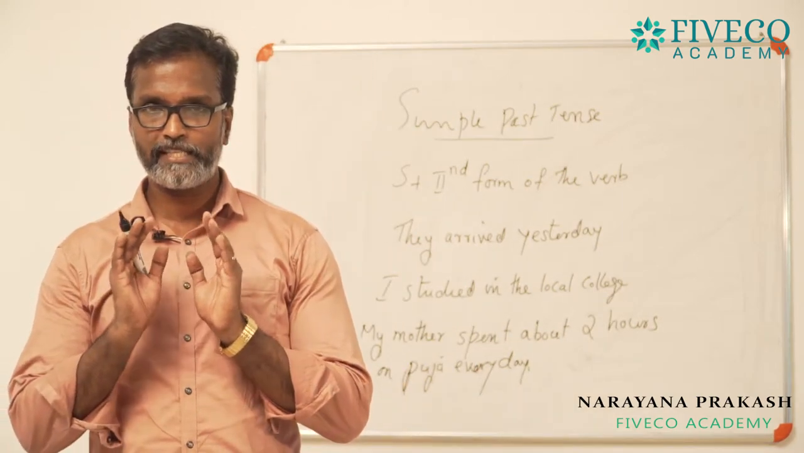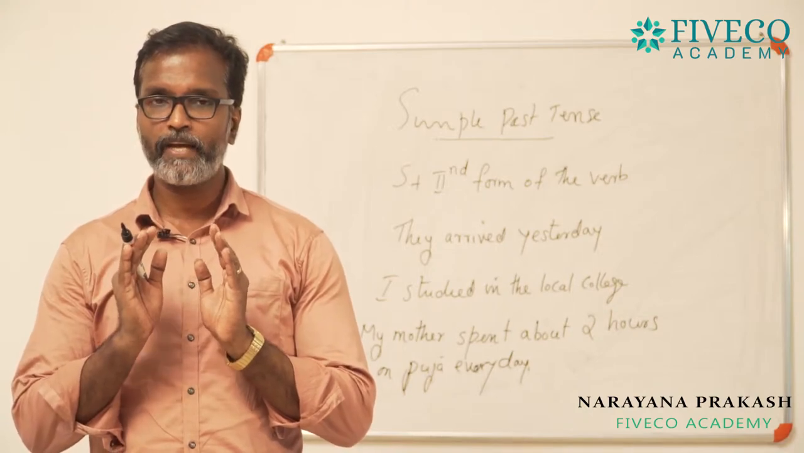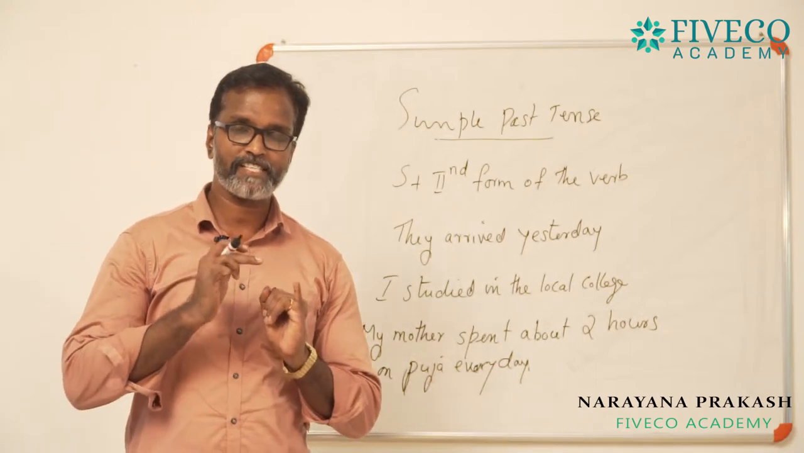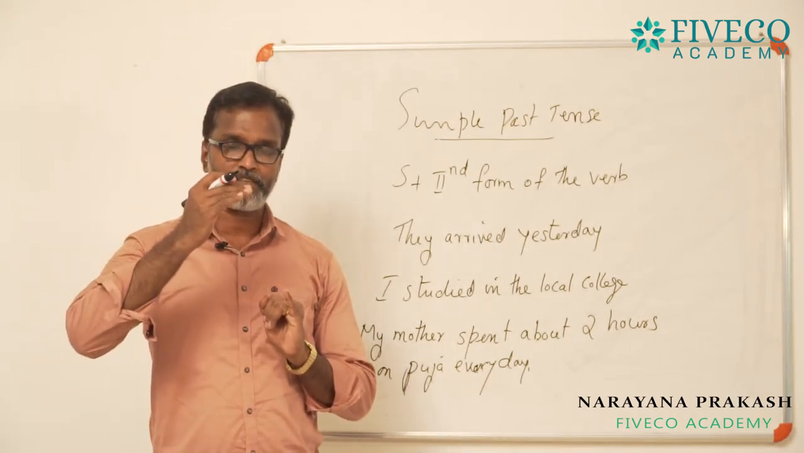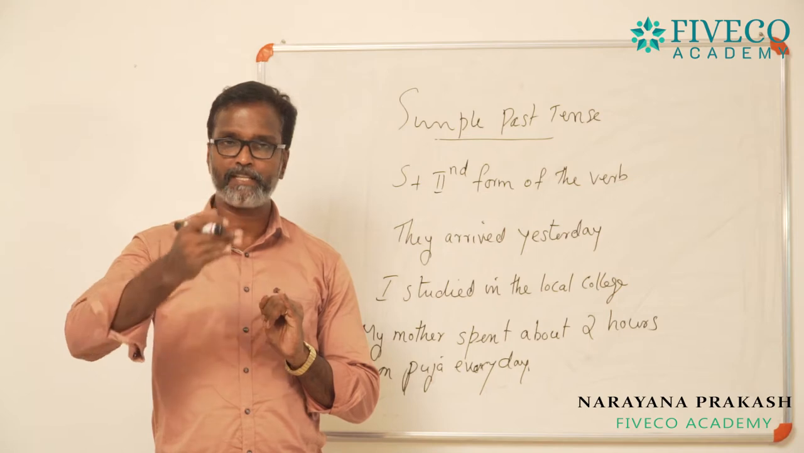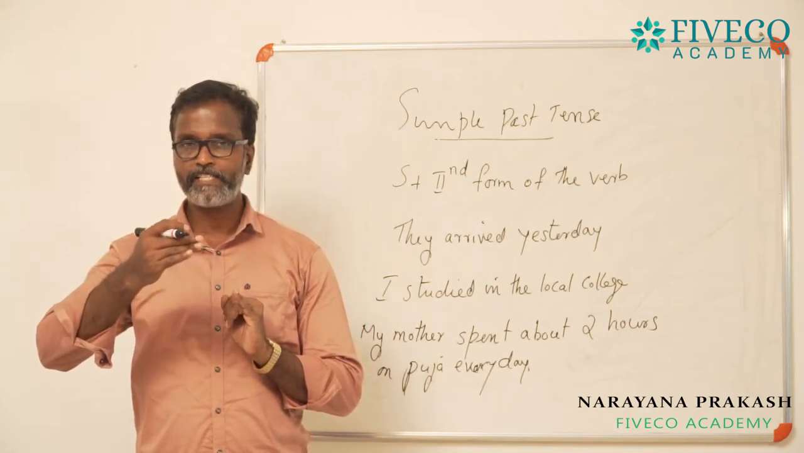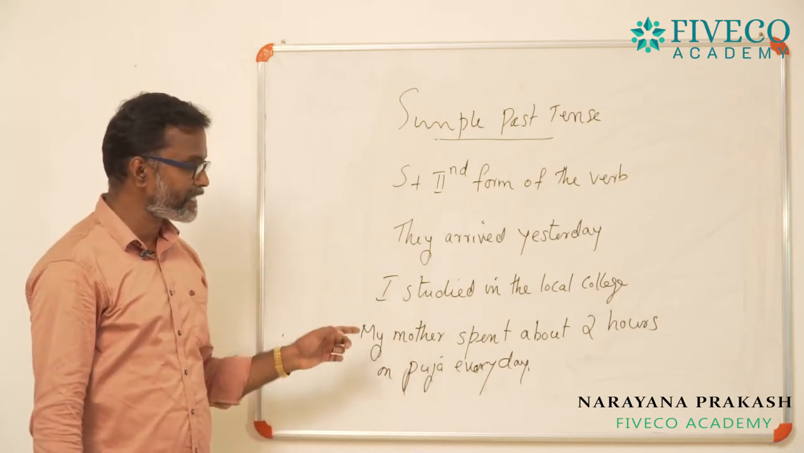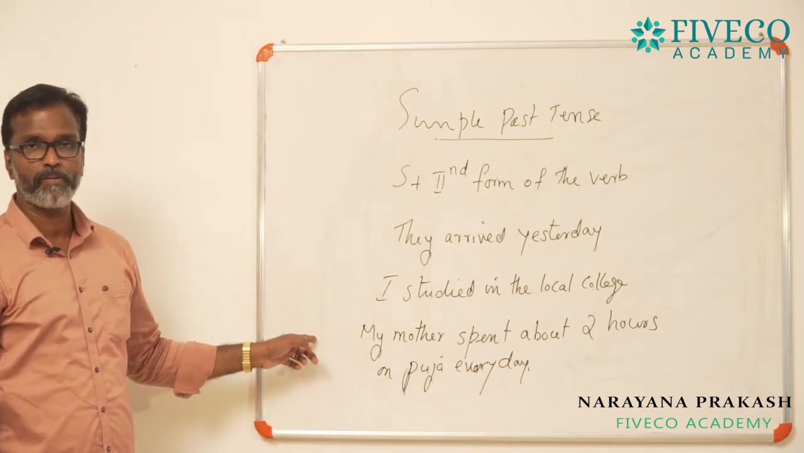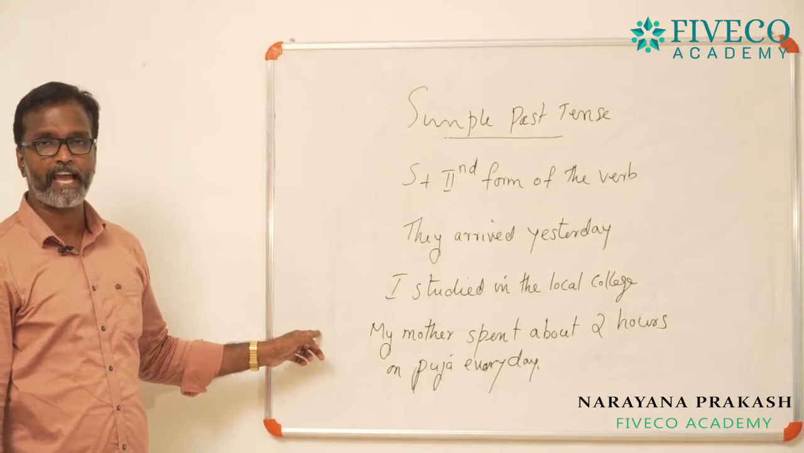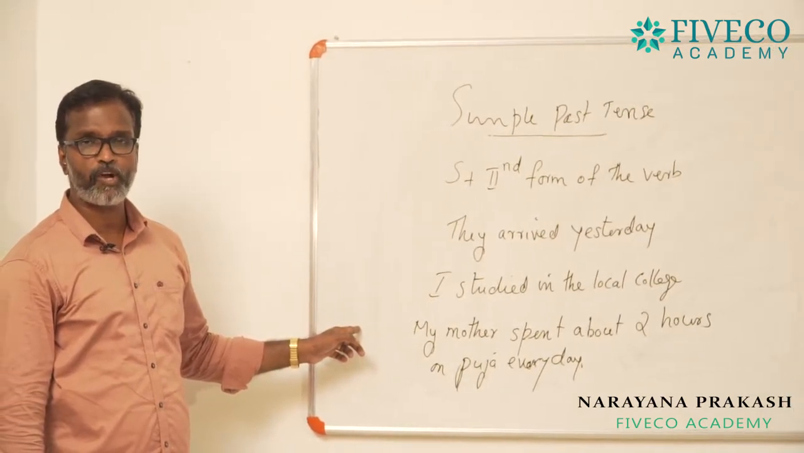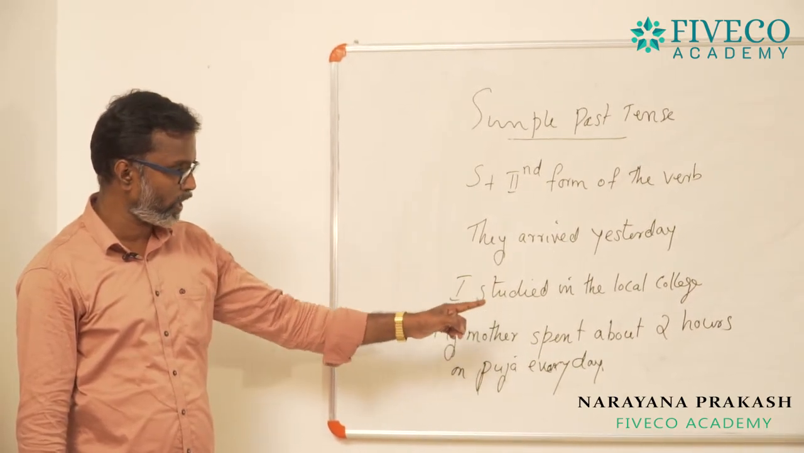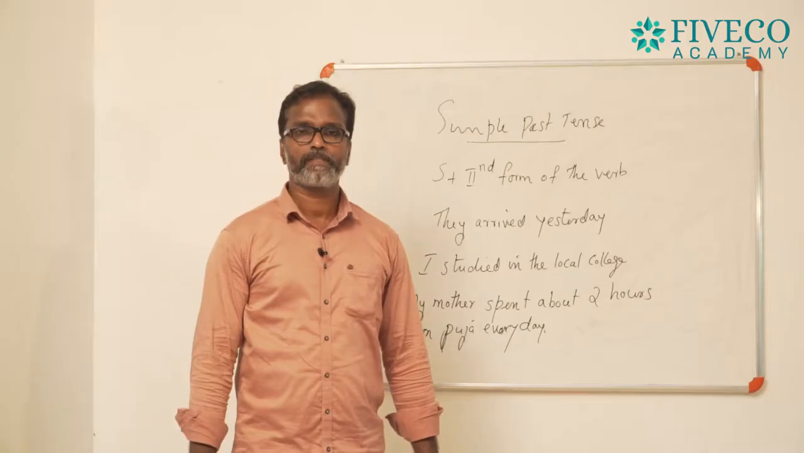So, in simple past tense, you can express two kinds of actions. The first one which I told you, an action which is already completed in the past. And the second one I told you now, you can express a habitual action of the past. For example, my mother spent about 2 hours on puja every day.